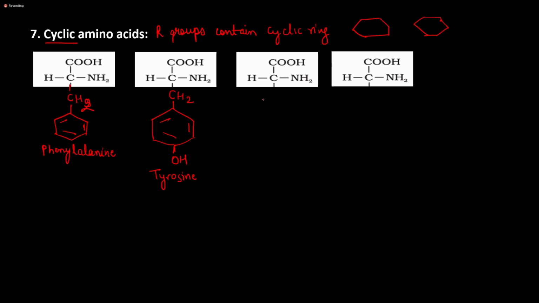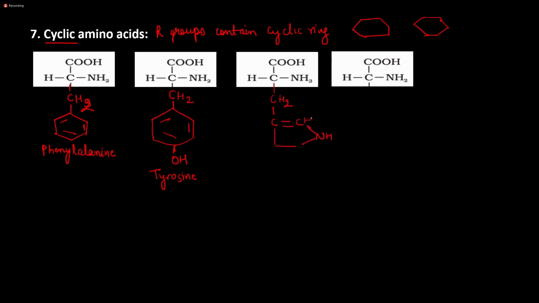The next amino acid is tryptophan. So the structure of tryptophan is quite complicated, and it is also one of the complex amino acids. So let's see how tryptophan looks like. Its structure is not very important, but for your knowledge, tryptophan looks something like this. Okay, it will have a group like this, and NH. So this structure you have to practice.